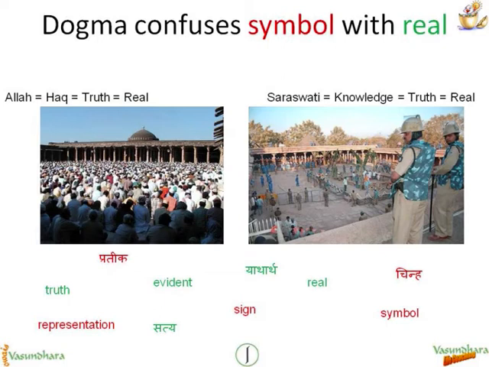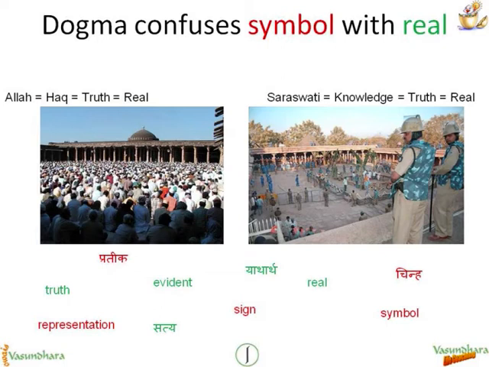In Dhar, you have a structure that is considered a mosque by Muslims and a temple by Hindus. Interestingly, a mosque is supposed to be the place where you pray to Allah. Allah really has certain qualities. One of the primary qualities that Allah has is Haqq, which means truth, or which means reality. Saraswati is the goddess of knowledge, and knowledge, as we have seen, is truth, so it's real. So essentially, Allah and Saraswati both stand for reality.